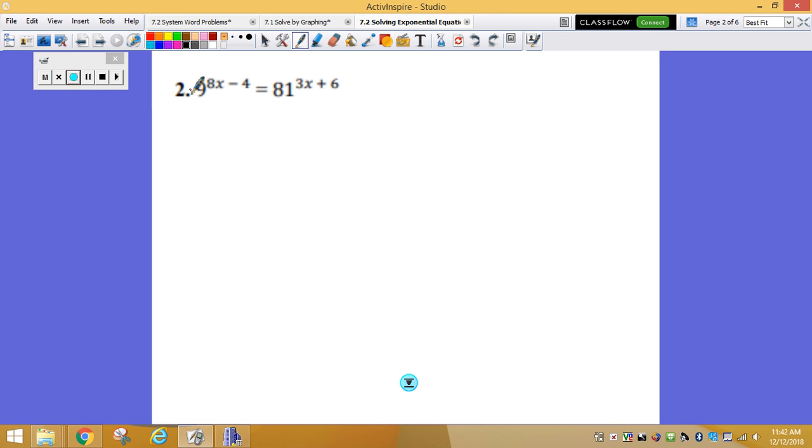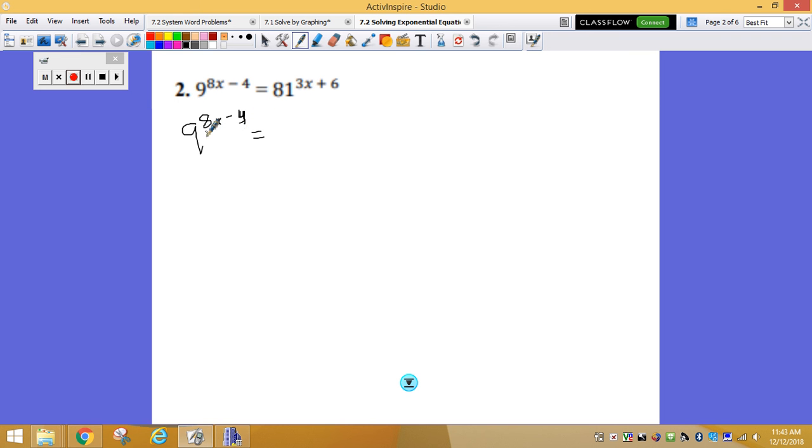Okay, this one. My bases are not the same. This one's a 9 and this one's an 81. So when they're not the same, you want to try and figure out a way to make them the same, okay? The way I'm going to do that is I'm going to change this 81 to make it a 9. And I'm going to show you how. I'm just going to bring this down. 9, 8x minus 4. That's a 4, not a y.